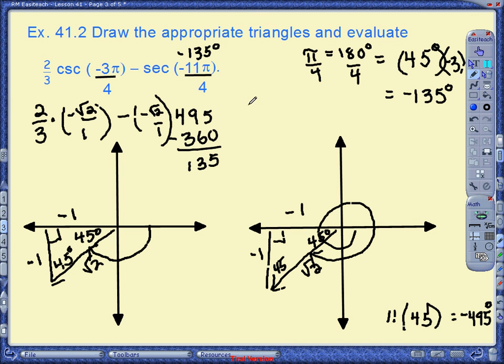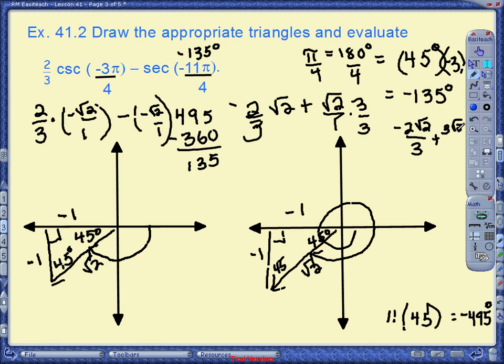Okay, so we have -2/3 root 2, and we have positive root 2 over 1. We want to get a common denominator here, so I'm going to multiply by 3 over 3, and that's going to give me -2 root 2 over 3 plus 3 root 2 over 3. So it's going to give me 1 root 2 over 3, and that will be our answer, just positive root 2 over 3.